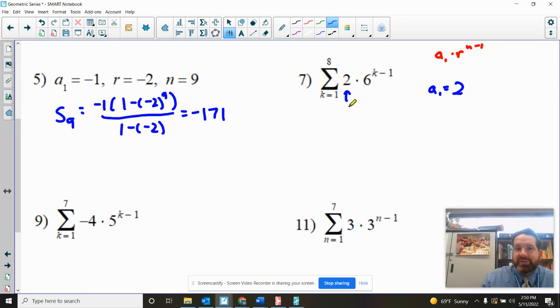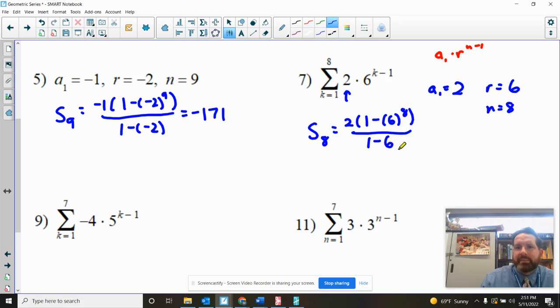As long as your index starts at 1, and this has an index minus 1 for the exponent, that'll happen every time. The common ratio, well, that's this other number. That's what we're multiplying by each time. As long as your index starts at 1, you can just look at the top. We're looking for the first 8 terms in this case. So here we go. The sum of those 8 terms is first term times 1 minus common ratio to the power of n over 1 minus common ratio.